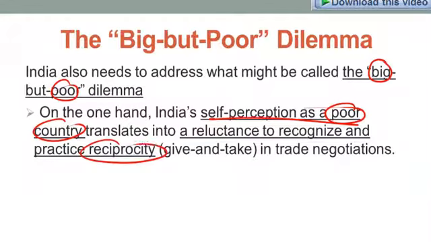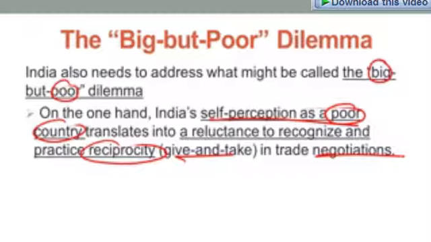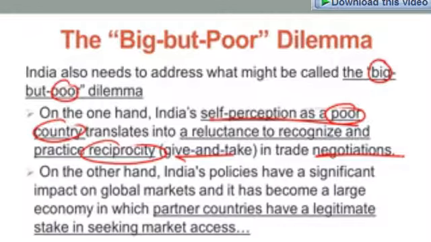But reciprocity is expected by our partners. They want us to also say, I will do this for you, you will do this for me. Then it's a give and take. That is reciprocity. Without that, a proper negotiation can't happen. So India has been used to a take negotiation. Now we have to start a give and take negotiation.